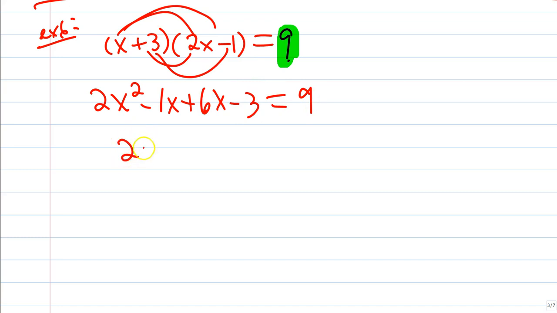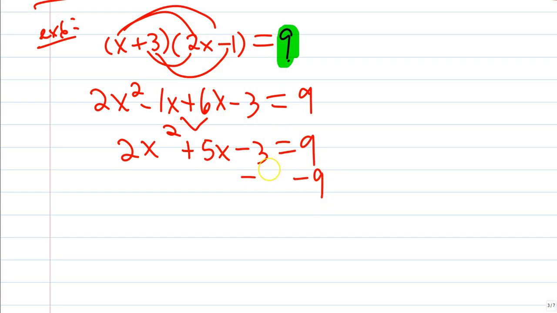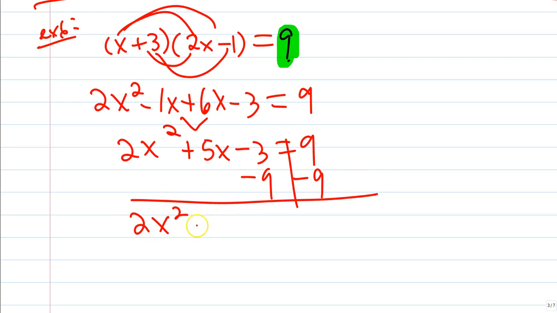Now I can combine the like terms. Negative 1 plus 6 is, I think, positive 5. And now I can set it equal to 0 and get 2x squared plus 5x minus 12 equals 0. This we have solved before. This is where the a is not a 1. So how do I factor this?